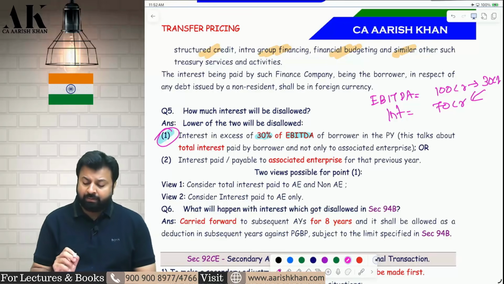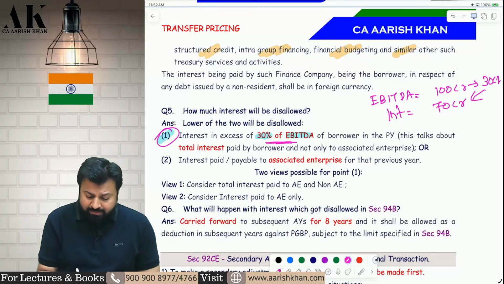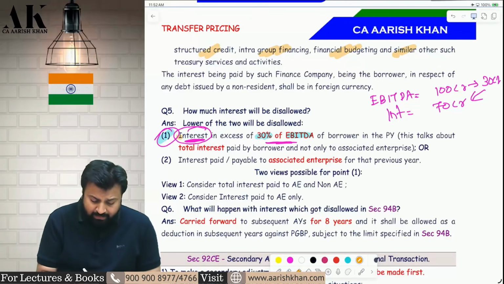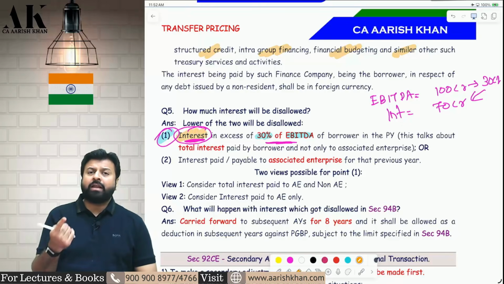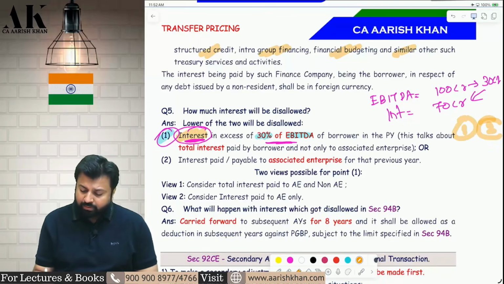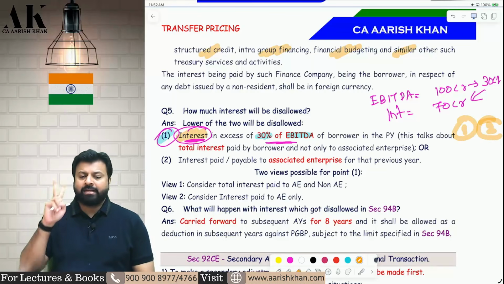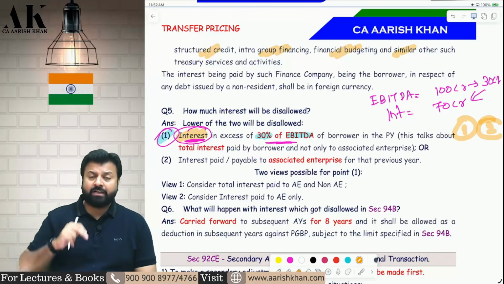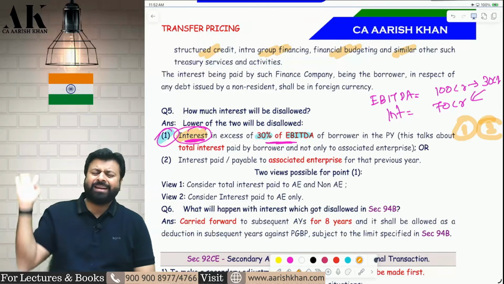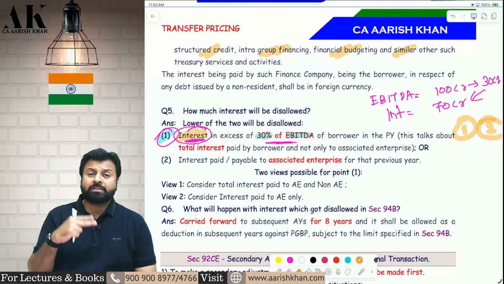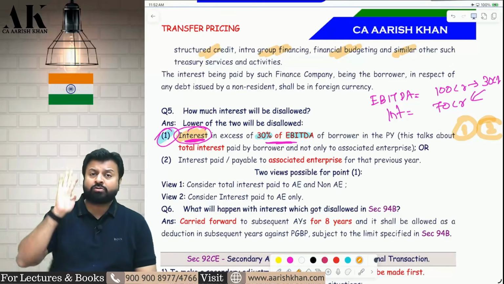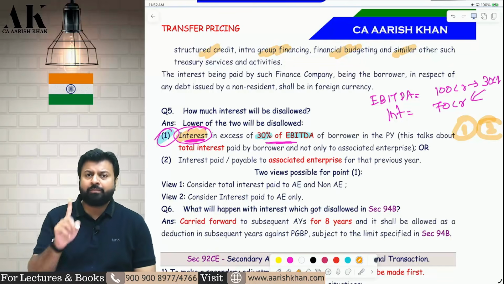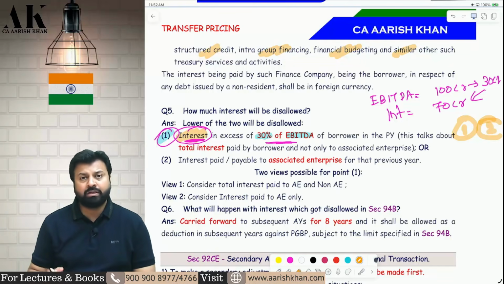Now the issue is in point number 1, when we compare the 30% of EBITDA with interest, which interest shall we take? Shall we take total interest or only interest paid to associate enterprise? So here there are two views. In point number 1, you can take both the views. ICAI has taken both the views. They have said that you can take the total interest and then compare with 30% of EBITDA. Total means interest paid to everybody. Or you can only compare your 30% of EBITDA with the interest paid or payable to your associate entity. I hope it is clear to all of you. In point number 1, both the views are correct.